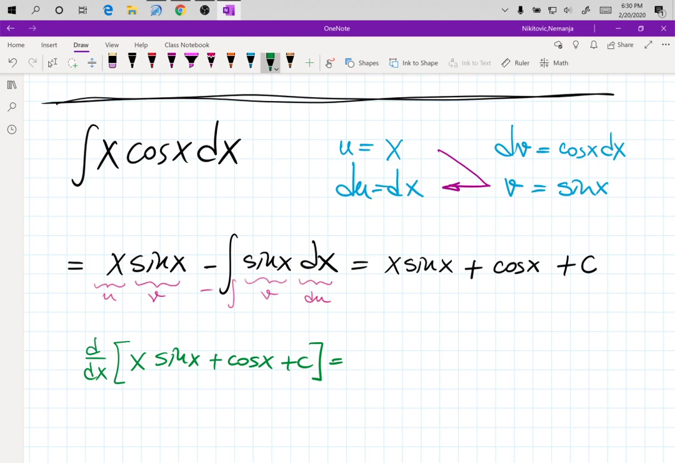X times sine. What are my derivatives there? Copy the first, which is x, times derivative of the second. Derivative of sine is cosine x. And then plus copy sine x, and then derivative of x is 1. Plus, what's the derivative of cosine? Negative sine x. And then plus 0 from c. You see that these two drop, and the only thing that is left is x cosine x, which is what our problem was. And that's it.